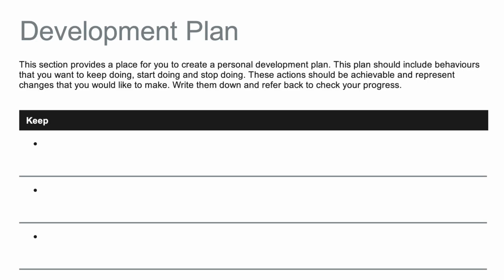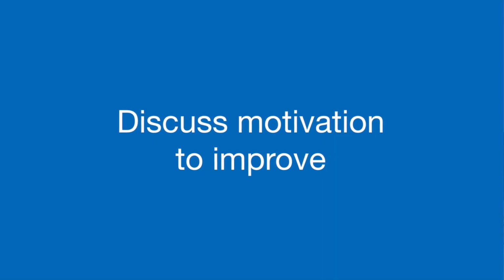The development plan: every time we print the 360, there is a little development plan. It just simply has the keep doing, stop doing, start doing. So unless you've got something a bit more additional, this is a simple way to capture a few notes. I sometimes also get them to write down what is your motivation to improve, because unless we can unpack their motivation on this journey, they probably won't get there. This could end up being a ho-hum report that goes in your bottom drawer.